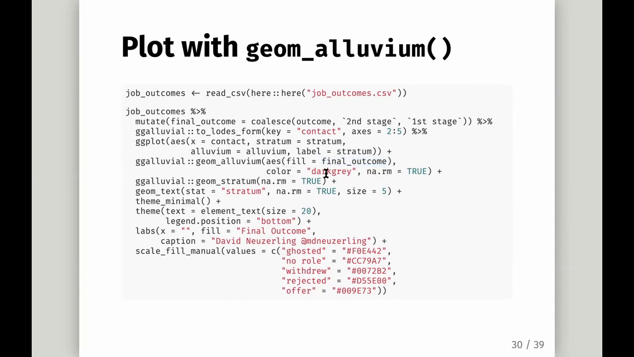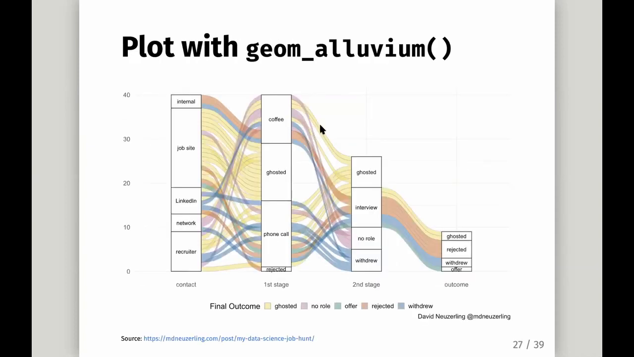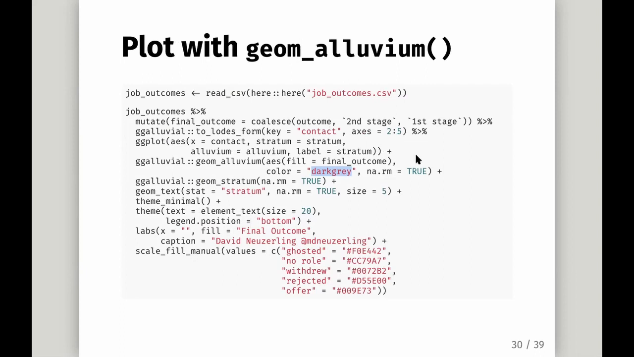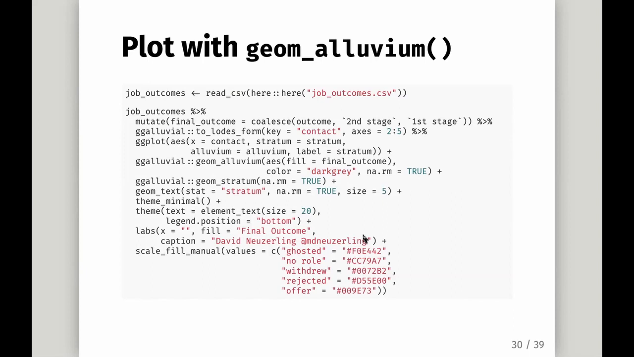This color equal to dark gray lets us see these lines. This adds a little border to each of the alluvium, so it lets us see them a little bit more easily. And then the na.rm is necessary both in the geom_alluvium and the geom_stratum, because he has some NAs in some of those rows. So you want to keep that in mind.